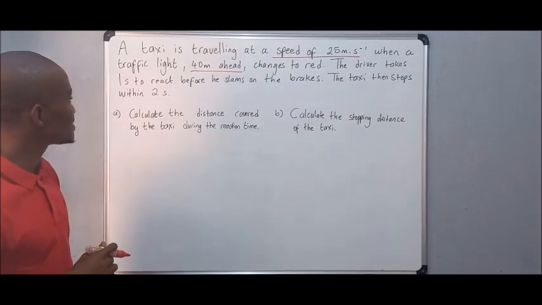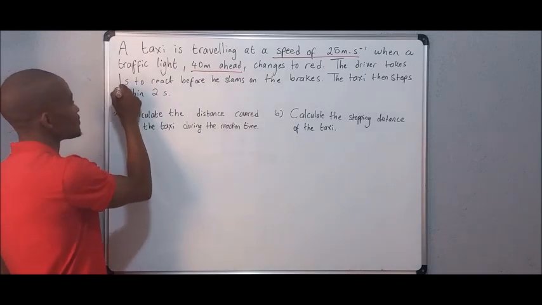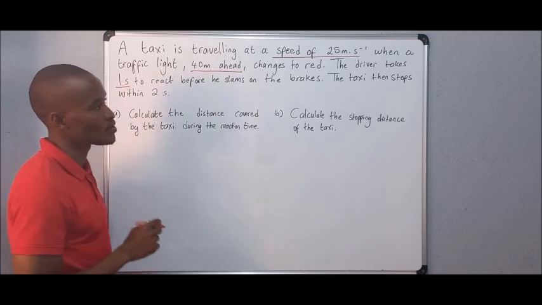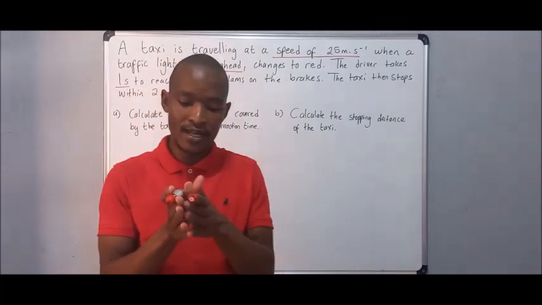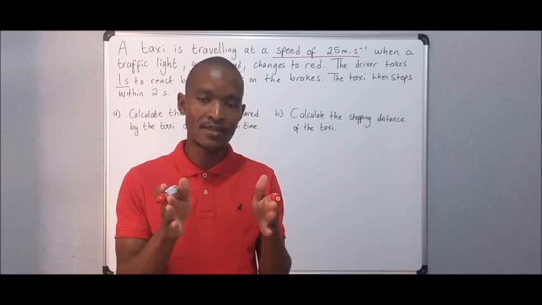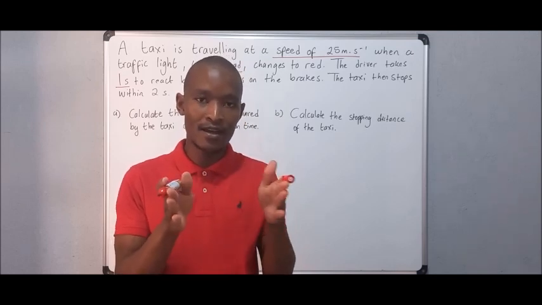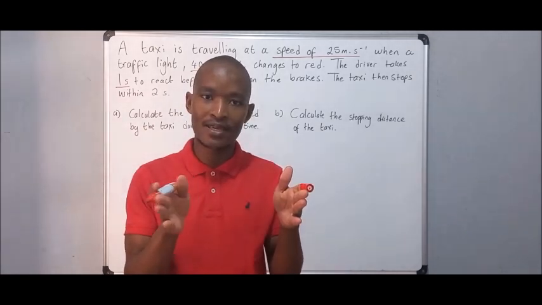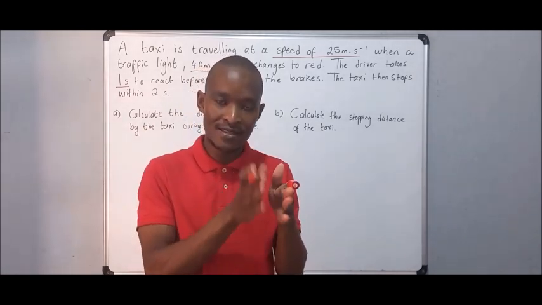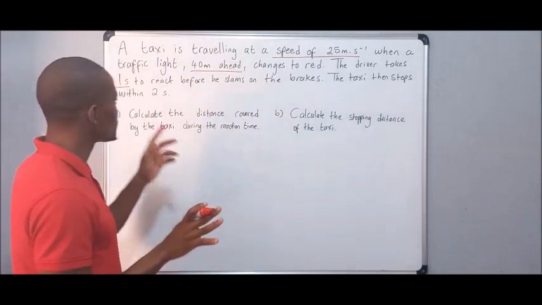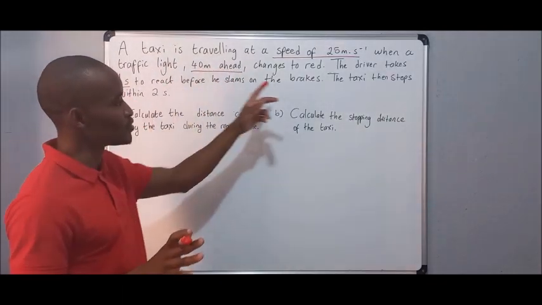The driver takes 1 second to react before he slams on the brakes. So the reaction time for the driver is 1 second in this case. And in this reaction time, the taxi is still traveling at 25 meters per second. He is reacting, he is not slamming on the brakes or pressing down on the brakes yet. So it takes 1 second for him to do that.